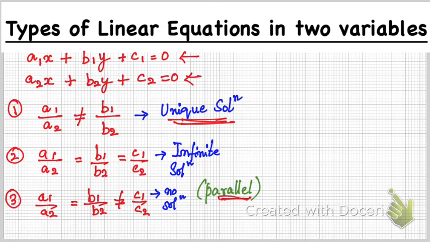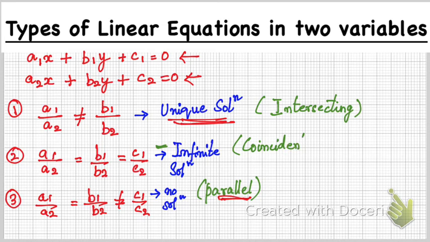So what we have noticed is that for a unique solution the lines are always intersecting. For infinite solutions, the lines are overlapping on one another, and that's why we are getting an infinite number of solutions. That means the lines are coincident on one another. We are getting coincident lines.